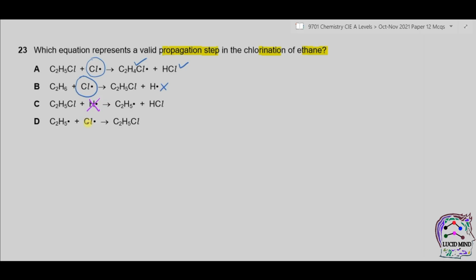In part D, again we can see that a chlorine free radical reacts with a free radical and both are converted into product, so therefore this is not propagation, it is a termination step. Because in propagation, one free radical generates another free radical. The correct answer is therefore part A.